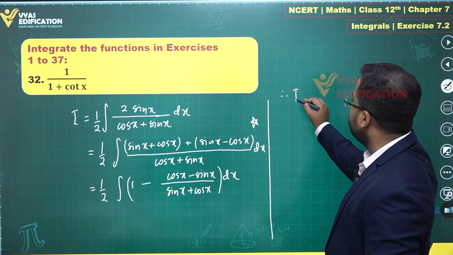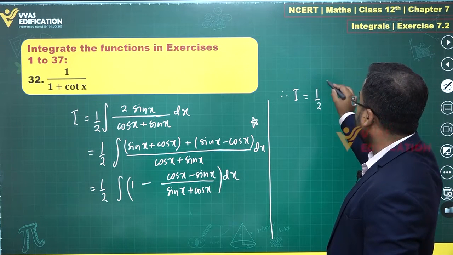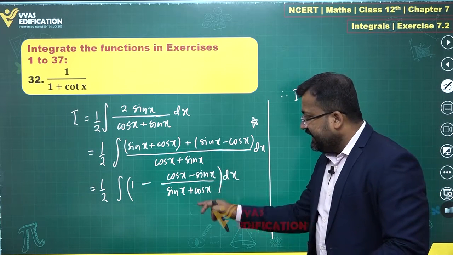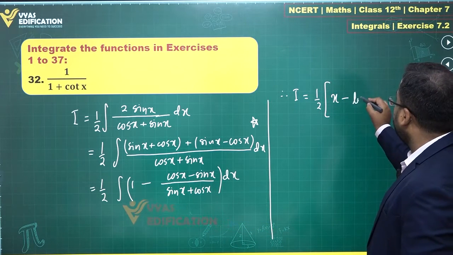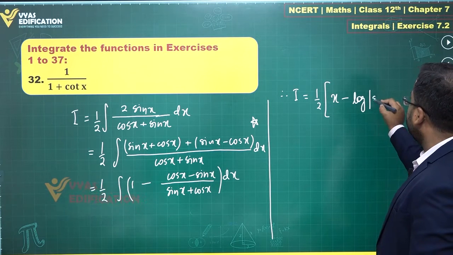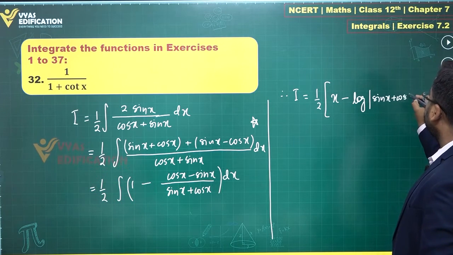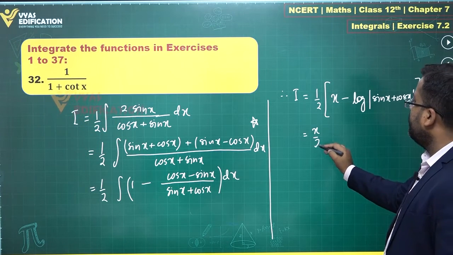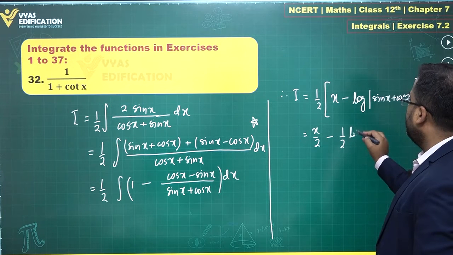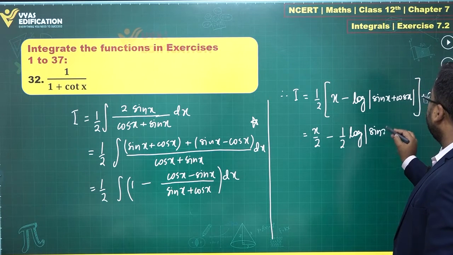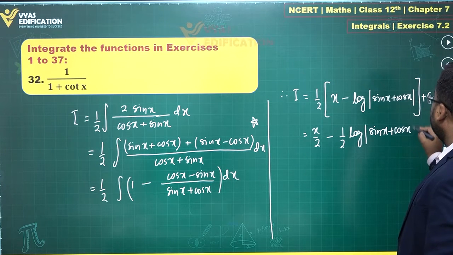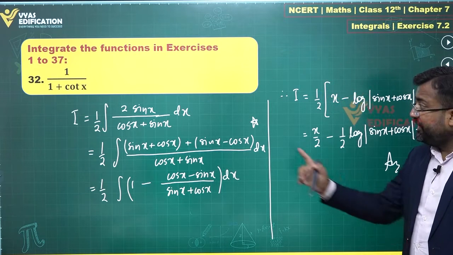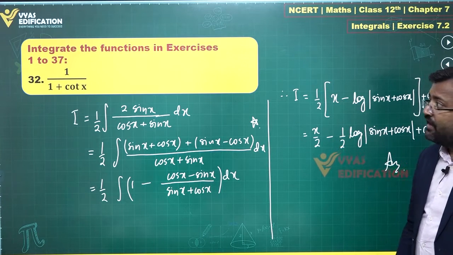So, therefore, I becomes equal to half is okay. In the bracket, you have x minus, once again, this is dt upon t, right? So, that becomes log of modulus t, which is modulus of sin x plus cos x, plus constant term. So, this is x by 2 minus 1 by 2 log modulus sin x plus cos x plus constant. That is my required answer for this question over here. Pretty interesting, right? This is a very important step.